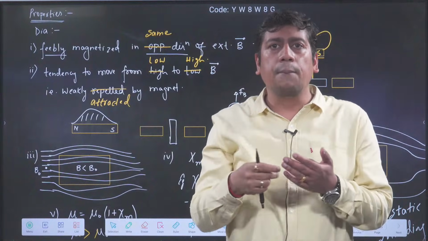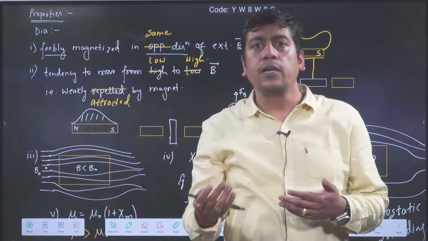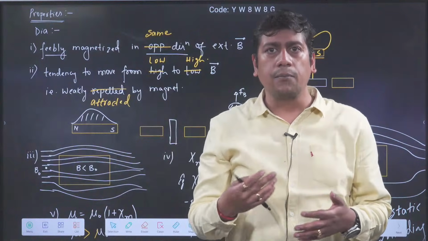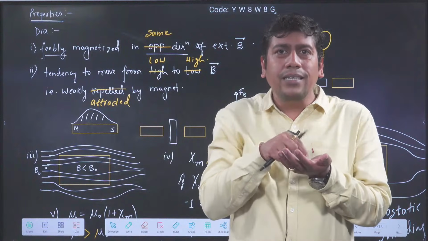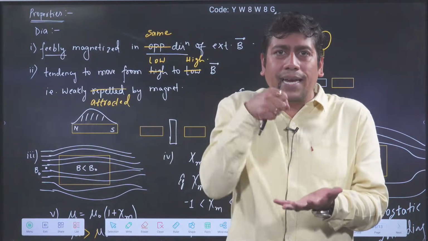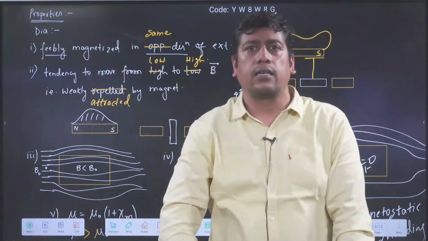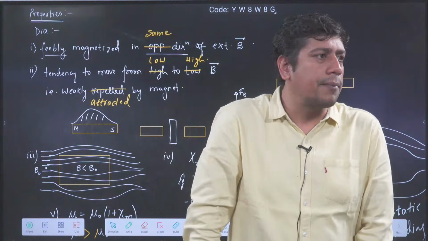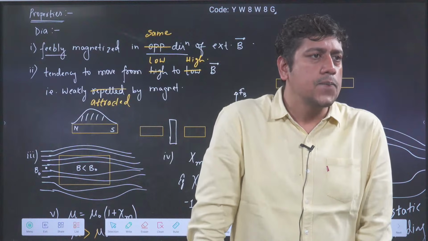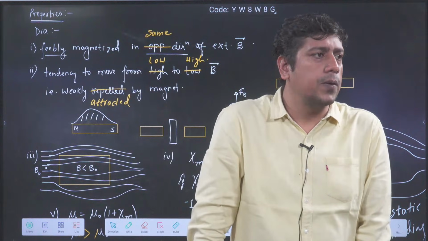But this will not happen with aluminum, or with copper or something. Why? Because their magnetism is so small. The magnetic force is not able to attract the aluminum coin, because aluminum is paramagnetic. I hope you understand this point.